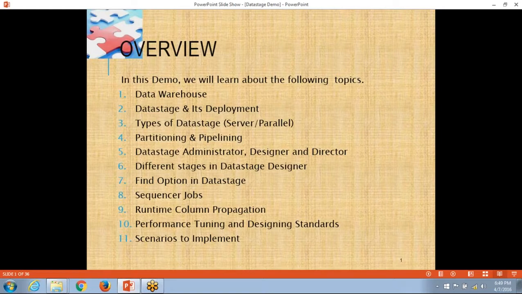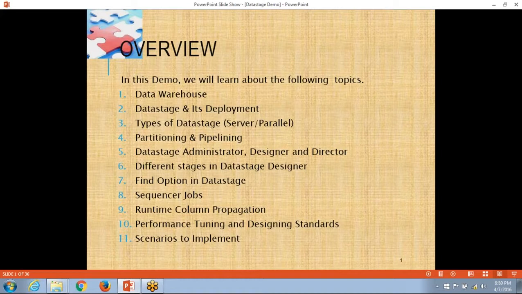We'll also learn about the sequencer jobs that we have in DataStage Designer, how they are used to control the parallel or the server jobs, and what are the different stages and different choices available in sequencer jobs that we can work on. So we'll learn about them.